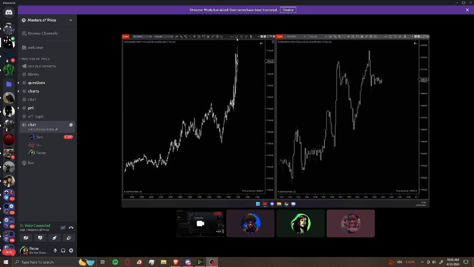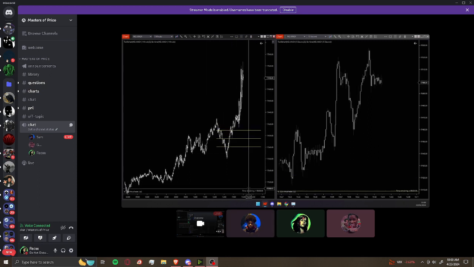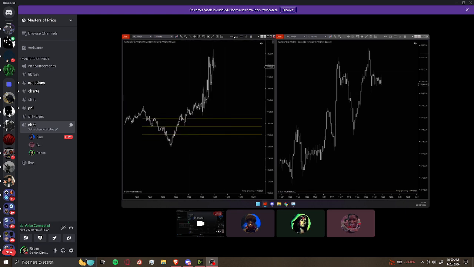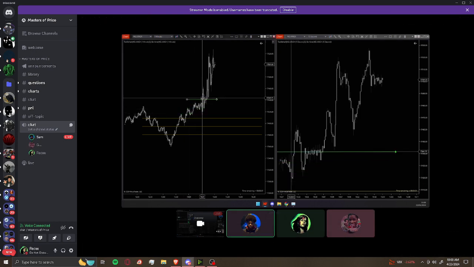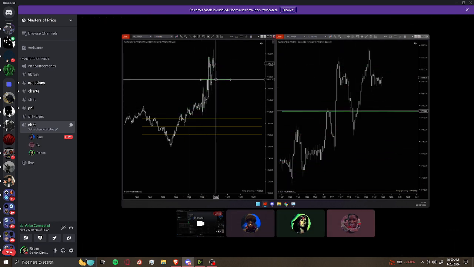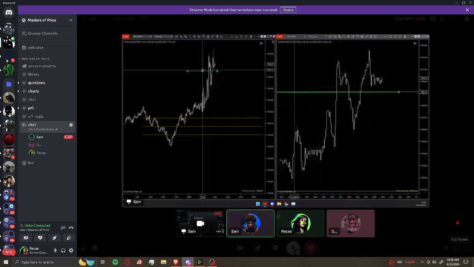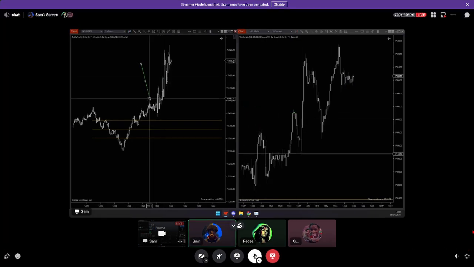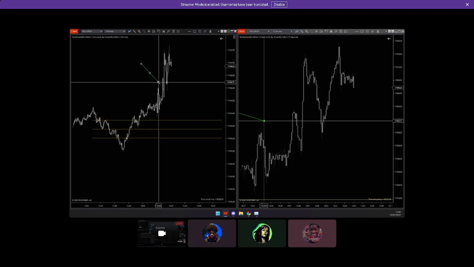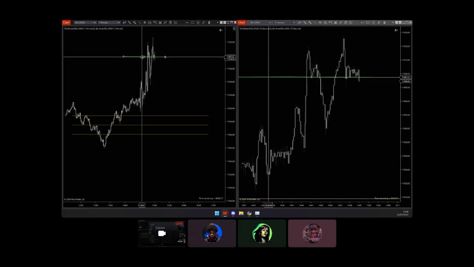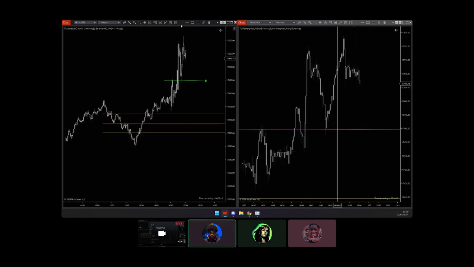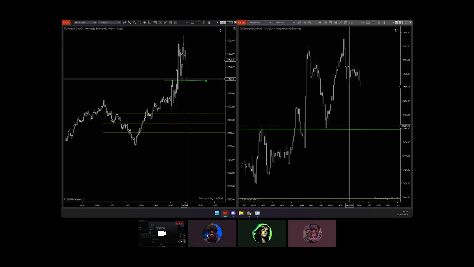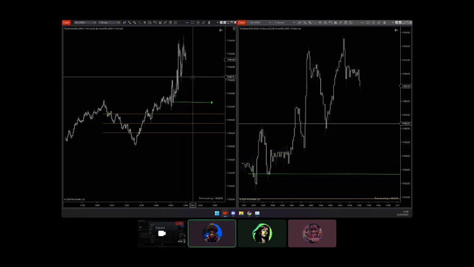So you don't count that. You got 1, 2, 3, 4. This is not part of the same swings as these three here. So we've only got 1, 2, 3, 4. And now we could look for this protected low to be taken here.